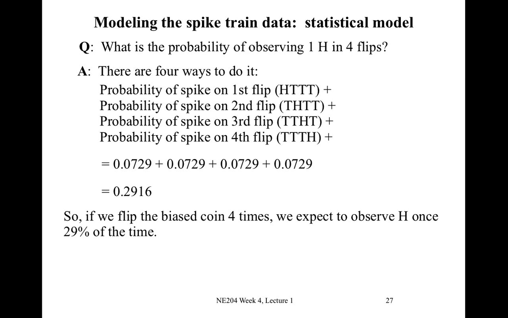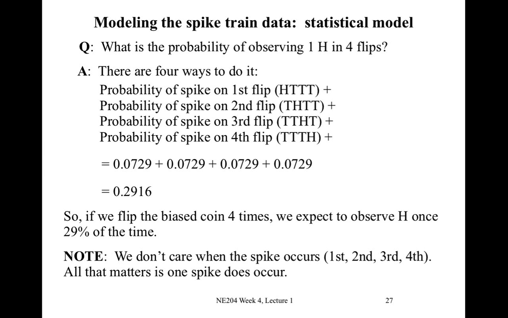So what's the conclusion here? If we flip our biased coin 4 times, we expect to observe one H 29% of the time. An important note here is we don't care when this H occurs. It could occur in the first coin flip, it can occur in the last coin flip, or the second or third. We don't care where it occurs. All that we care about is that we get one H in 4 flips.